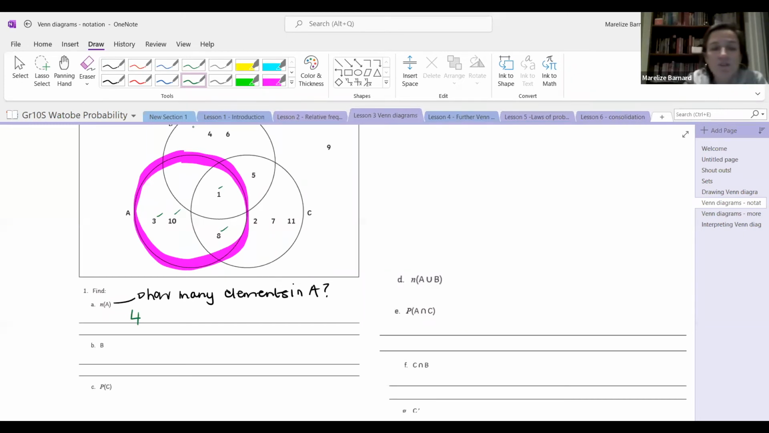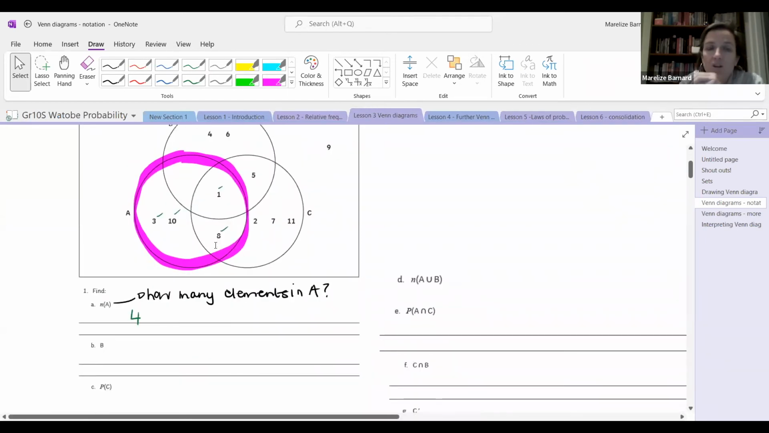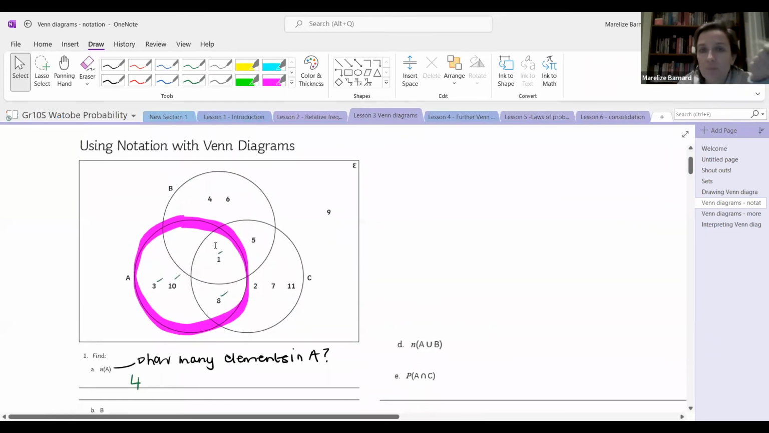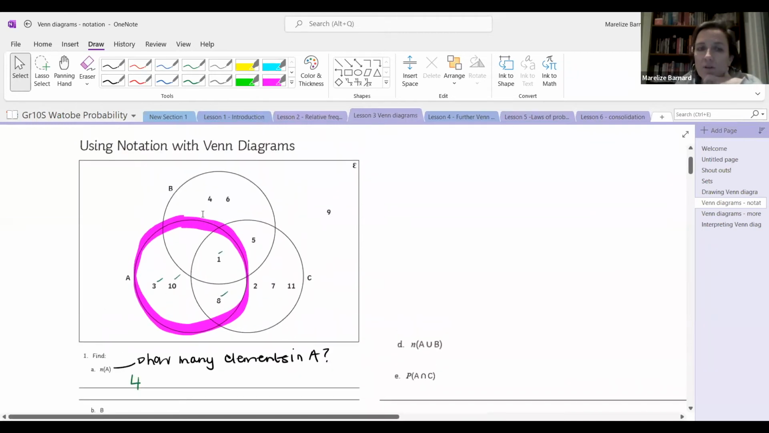Now the next question asks just for B. What is B? That question is actually asking what the elements of B are. So not how many elements are in B, but what are the elements in B. List the elements of B if you know. 1, 4, 5, and 6. That's it.